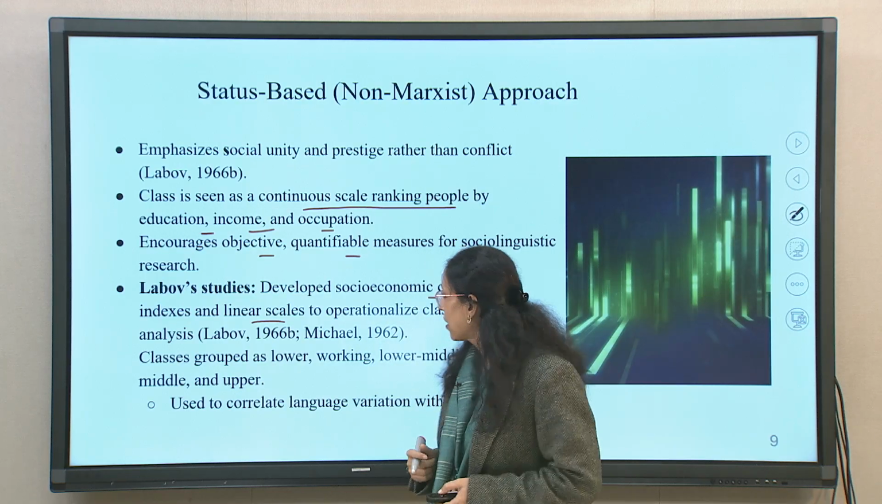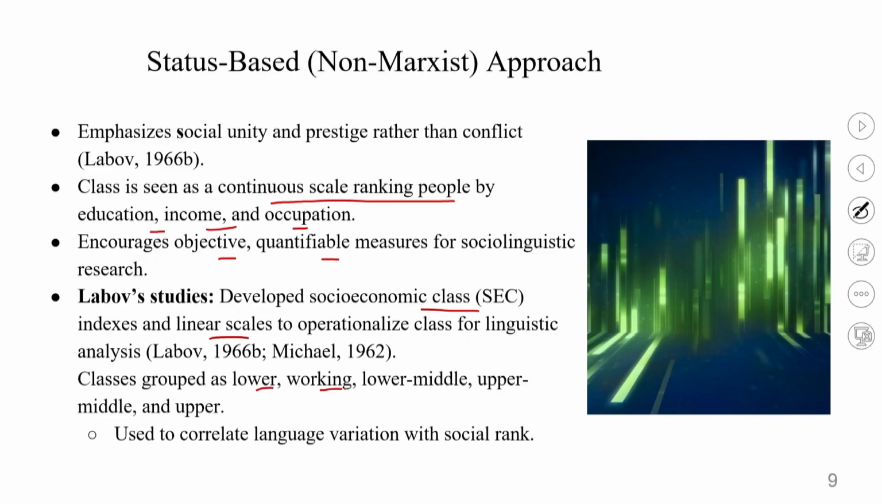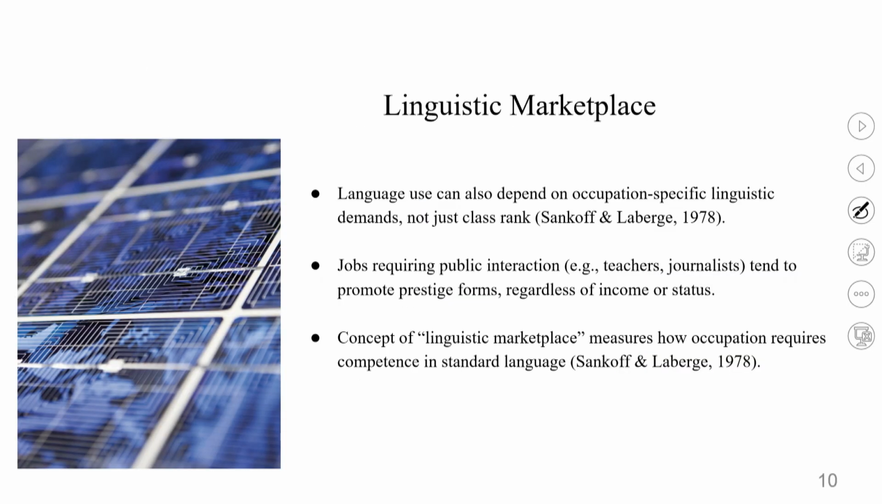So, classes were grouped as lower, working, lower middle, and upper class by Labov, and this is what he used in his study. He used to correlate language variation with social rank. Then there is the idea of linguistic marketplace. So, language can also depend on the occupation specific linguistic demands, not just class rank. So, this is what was proposed by another group of researchers.